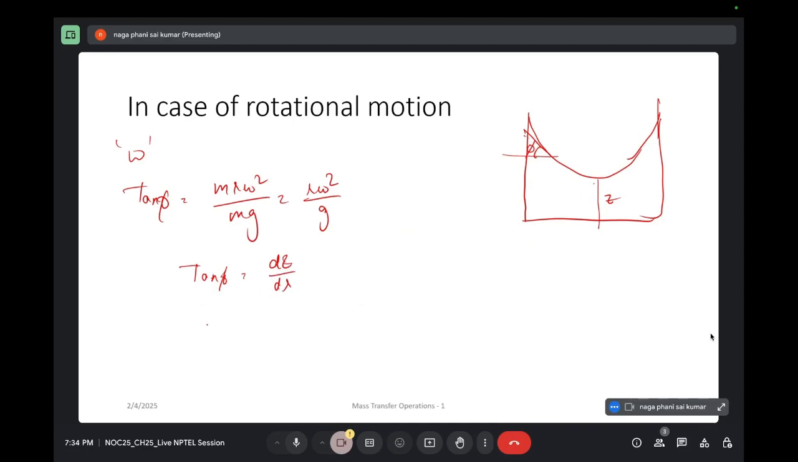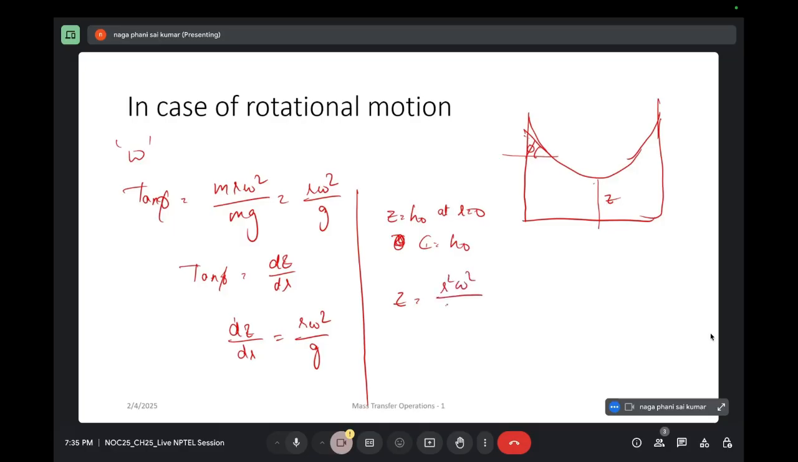Okay, so that means dz by dr will be equal to, I'm not going into this derivation part, r omega square by g. So you will be coming across this particular derivation in your mechanical operations, so I'm not going too deep into this, so I'm just writing down the equation. So if you integrate this from z is equal to h naught at r is equal to 0 to z, you will be getting c is equal to h naught, and after integration z will be equal to r square omega square by 2g plus c. So if you apply this condition, you will be getting c as h naught.